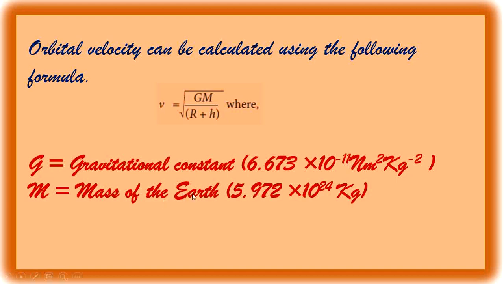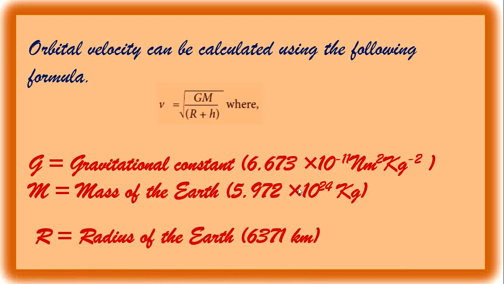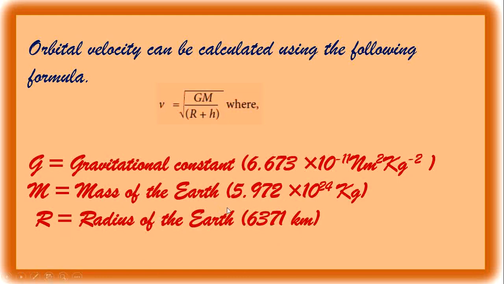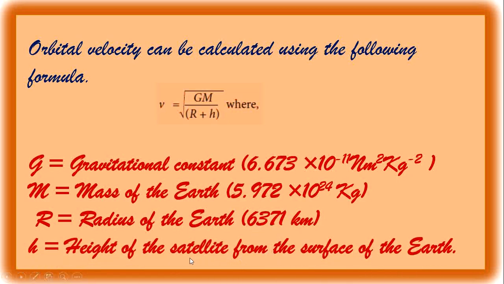And M is the mass of the earth. The value for mass of the earth is 5.972 into 10 power 24 kg. R is the radius of the earth. The value for radius of the earth is 6,371 kilometers. And h is the height of the satellite from the surface of the earth. So what is the formula for orbital velocity? V is equal to square root of GM by (R plus h).